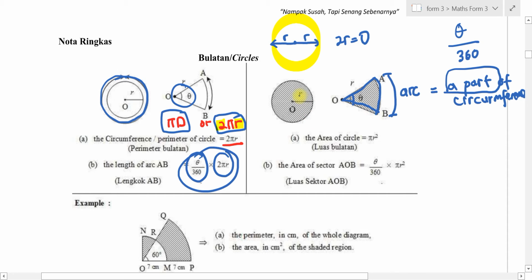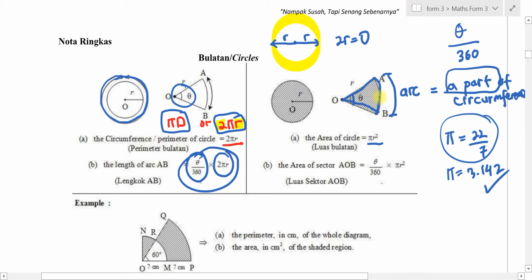Okay, for the circle, for the area part, the whole circle, the area is pi r square. The pi you must refer every time in the question. They will tell you, you either use 22 over 7 or 3.142. Okay, if the question never tell you anything, you use anything also is okay. Okay, I will prefer you to take the fraction. If the question already tell you use 3.142, you must use this one.